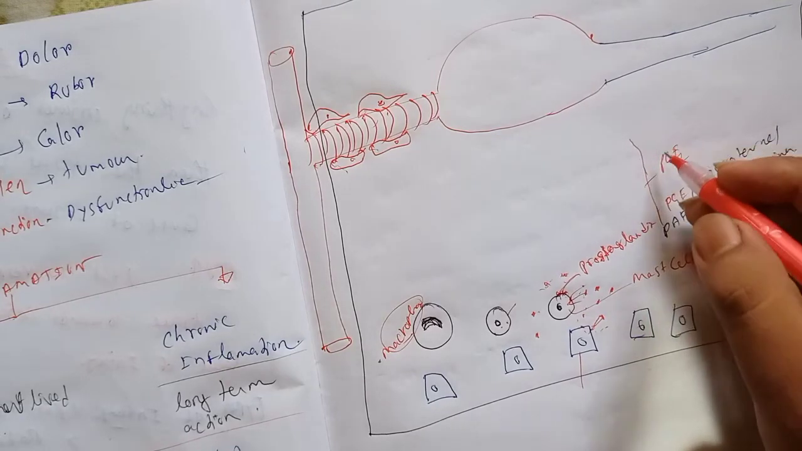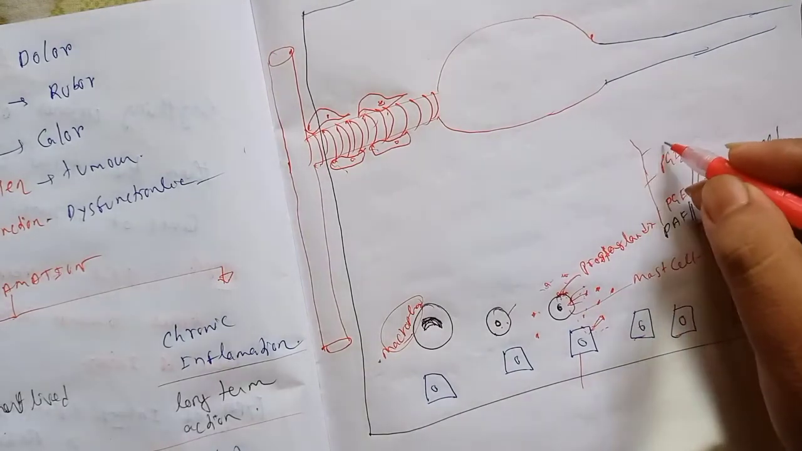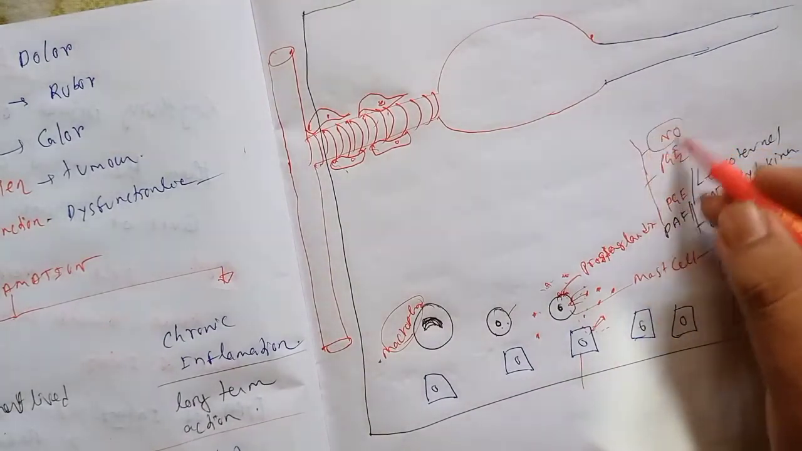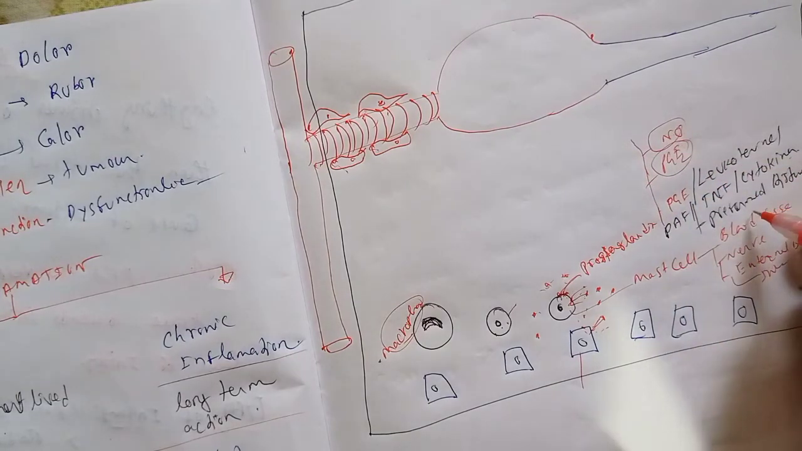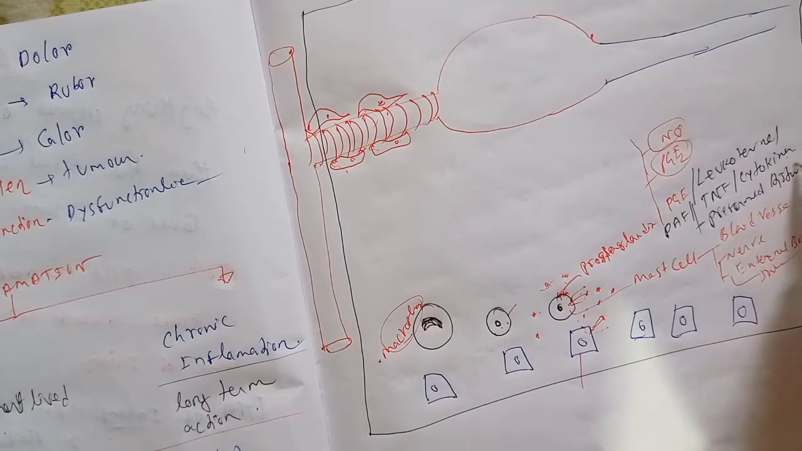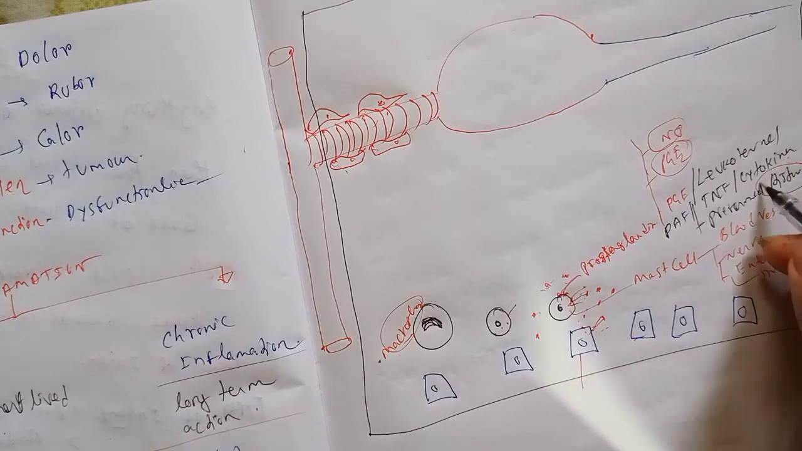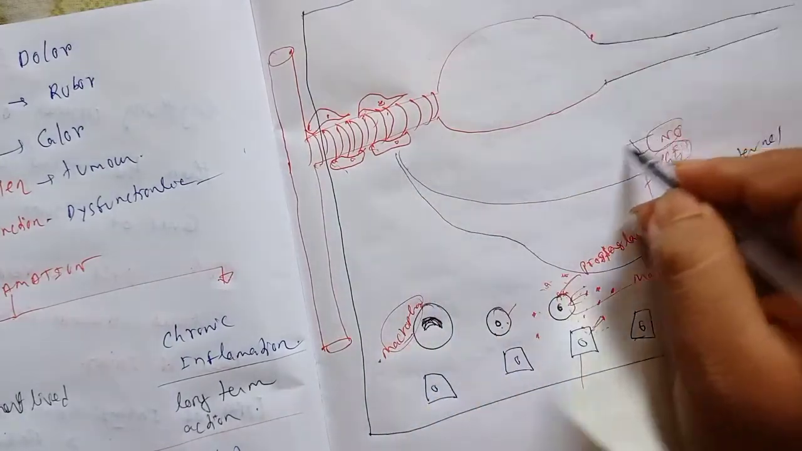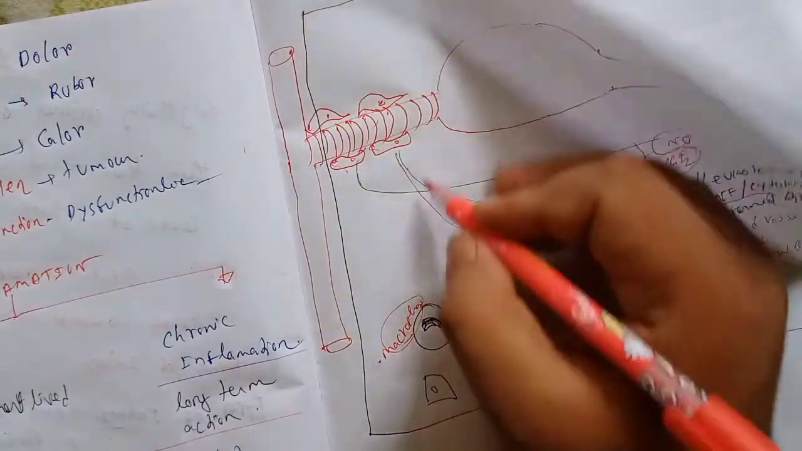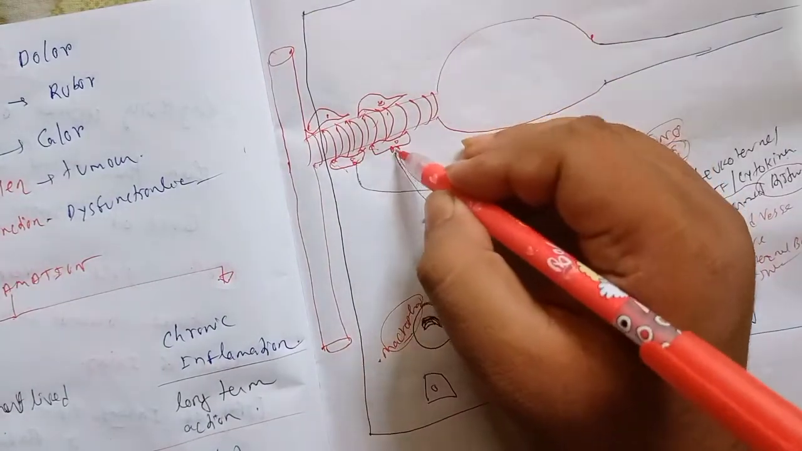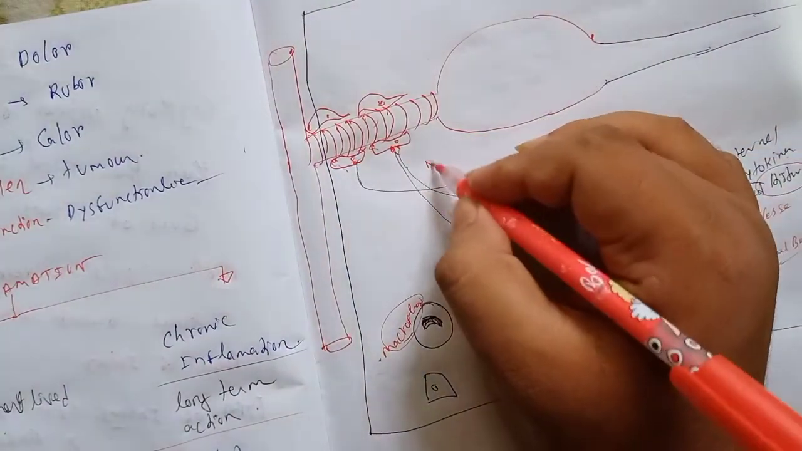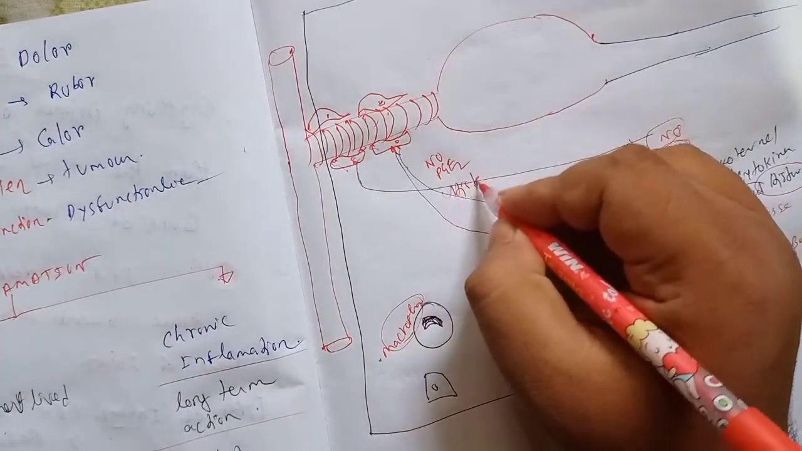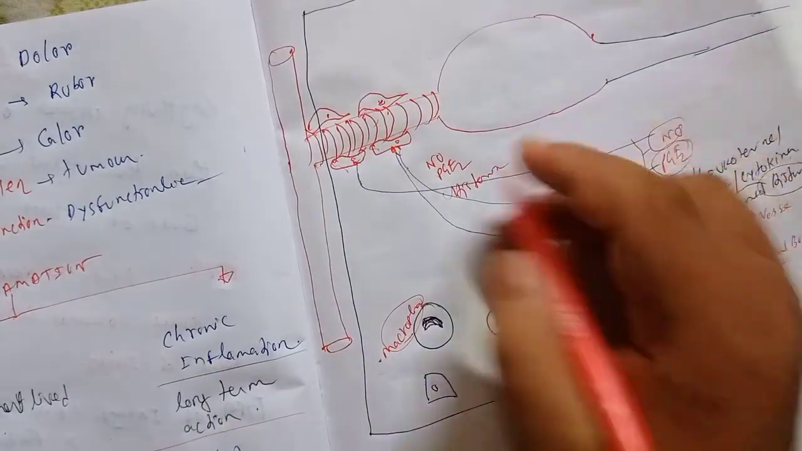They can also make histamine, and there is NO, nitric oxide. Now PGE2, NO, and the histamine, these three things, where will they go? They have receptors on the smooth muscles. You know all of them, NO, PGE2 and the histamines, are vasodilators.